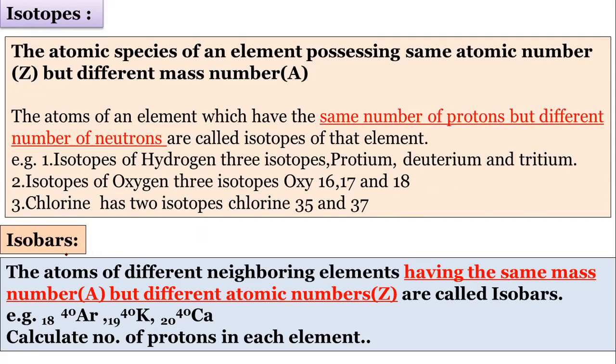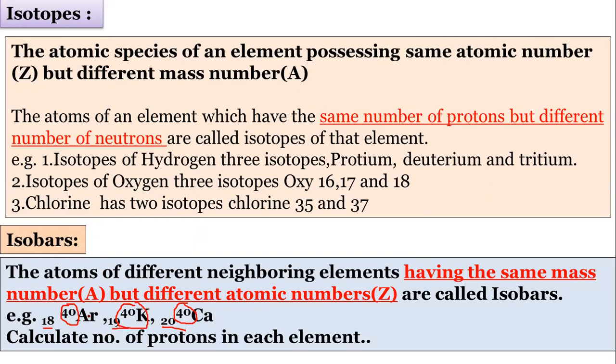Yes, sir. Okay. Now I am coming to the isobars. It is opposite to the isotopes, in which the Z is different. See, we can see clearly 18, 19 and 20. Means the Z is different, but this atomic mass is same. We can see here atomic mass is same, but the atomic number is different.